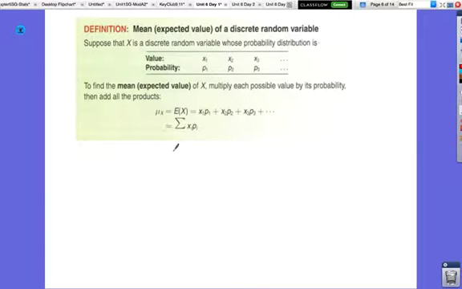All right, next we're going to talk about the mean or expected value of a discrete random variable. So suppose that X is a discrete random variable whose probability distribution is shown in the table. To find the mean or the expected value of X, multiply each possible value by its probability and then add the products. So you would use this very confusing looking formula. Remember that this capital sigma just means the summation, and so we would sum up all of the values and multiply them each by their probability.